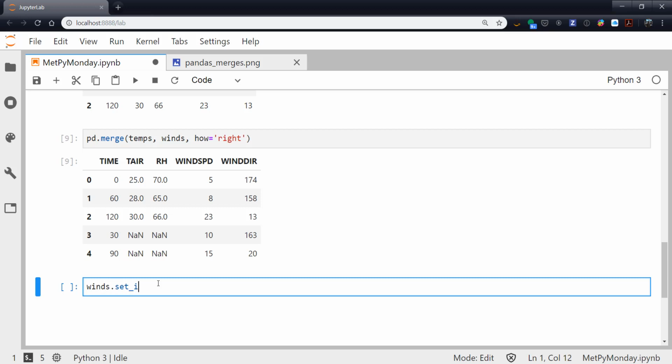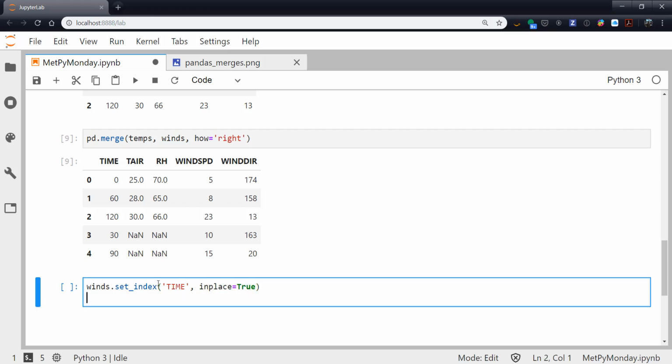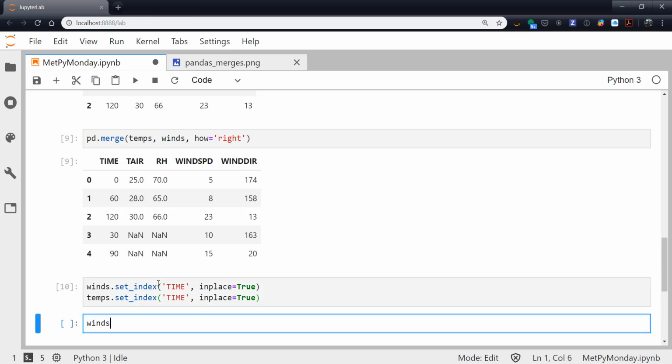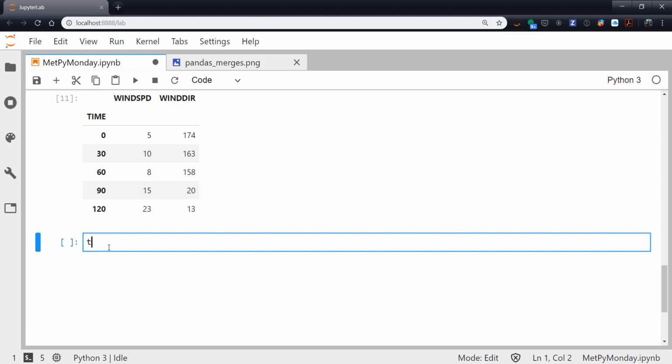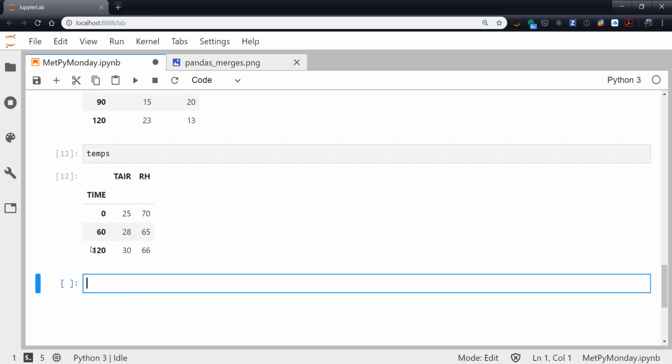So winds.set_index('time', inplace=True). temps.set_index('time', inplace=True). If I look at winds, I have that time now being an index. Temps, also it's an index.